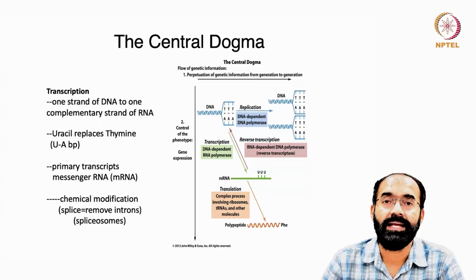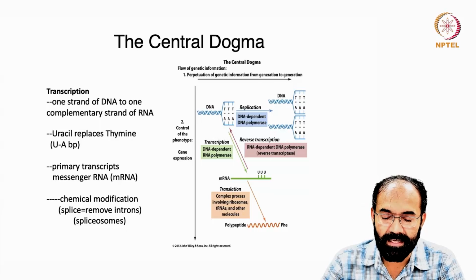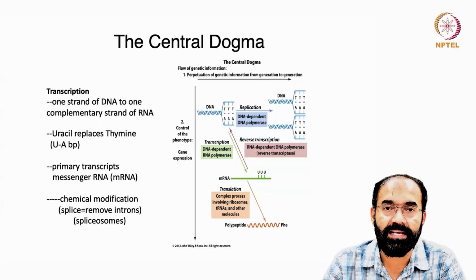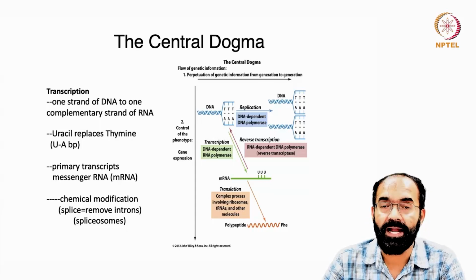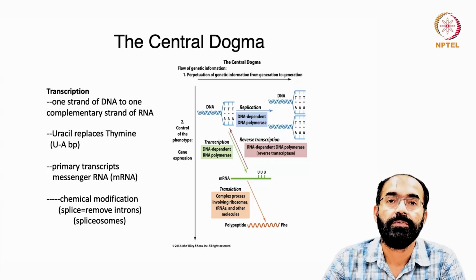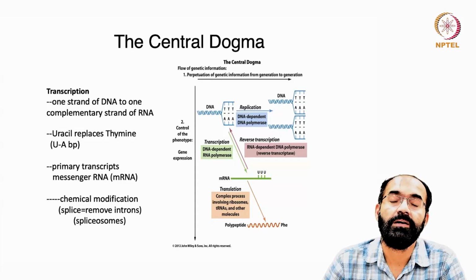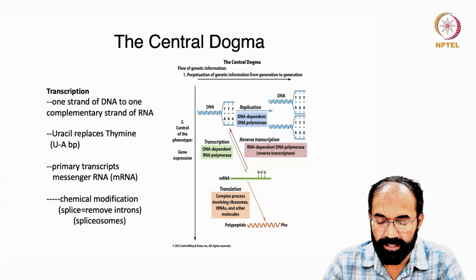Now, another enzyme comes into the picture. Remember, these are all protein enzymes. That enzyme is DNA dependent RNA polymerase. So the name itself indicates it needs DNA to act as a template, and the product is RNA. So DNA dependent RNA polymerase makes a copy of RNA, or it transcribes an RNA, by making use of one strand of the DNA.